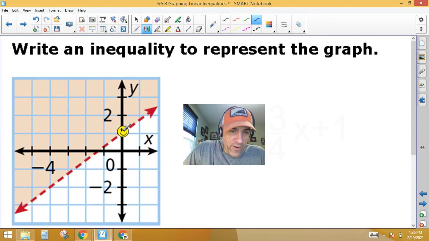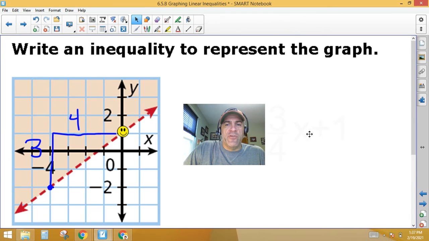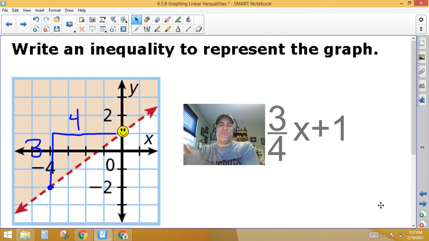I'm going to pick a point. There's one point for sure. Here's the other point way down here. That's perfect, it goes through integers. It goes up 1, 2, 3, and to the right 1, 2, 3, 4. So my slope is 3/4. My y-intercept is 1. So I know I'm going to have 3/4 x plus 1. But I'm not going to have y equals that. This is an inequality.